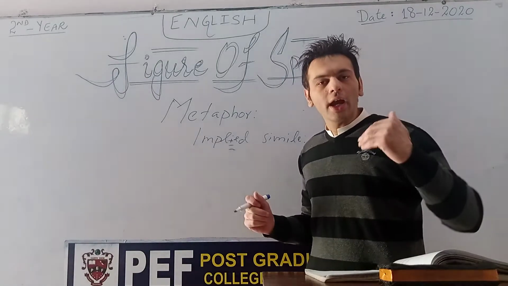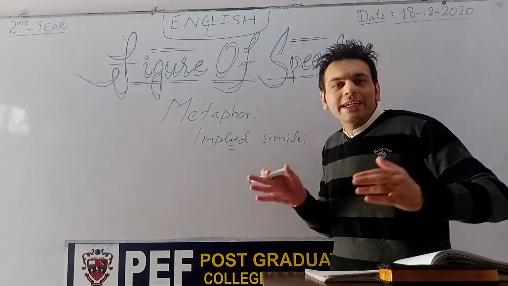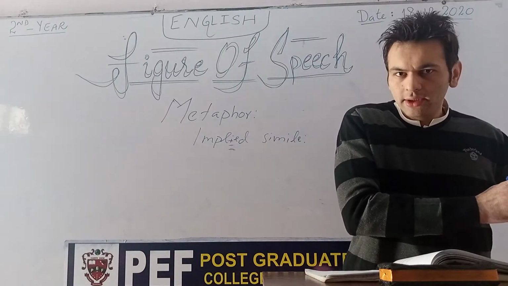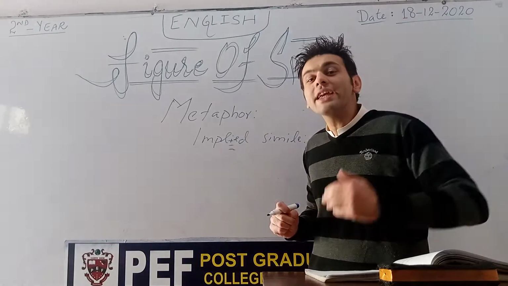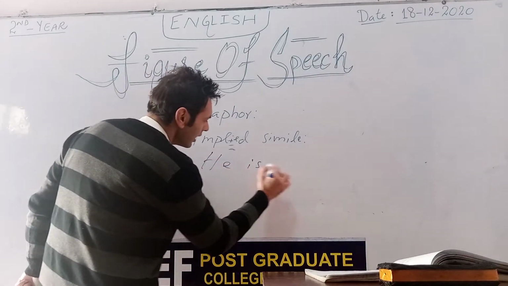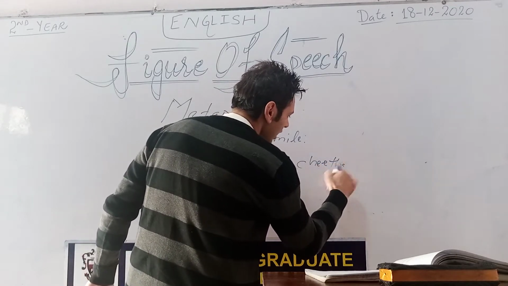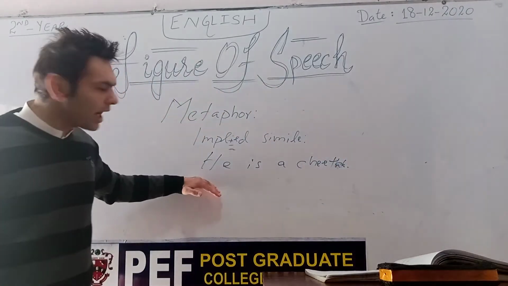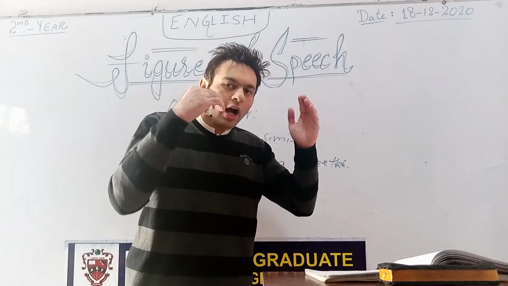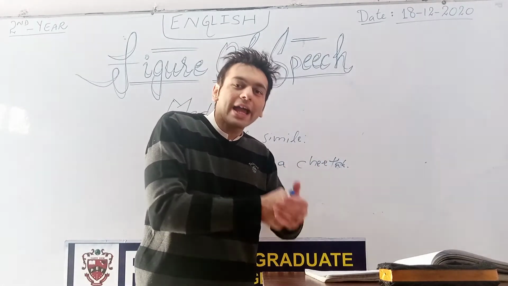मतलब कि हम जब simile का इस्तेमाल करते हैं वहां पर हम कहते हैं कि that he is like a cheetah, तो मतलब ये चीता की तरह है, that is simile. लेकिन अगर मैं कहूं कि he is a cheetah, तो अगर मैं ये कहता हूं it means that I'm not trying to compare something, rather a direct comparison is made without using words like and as.